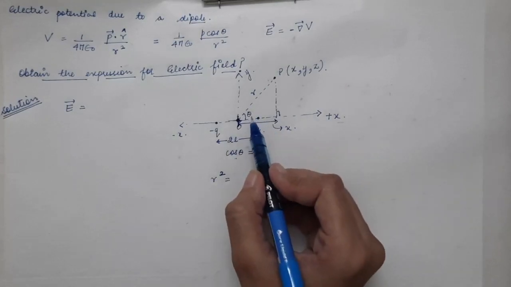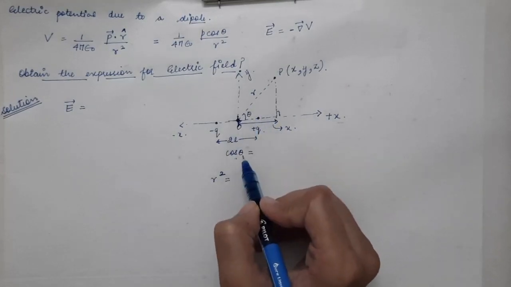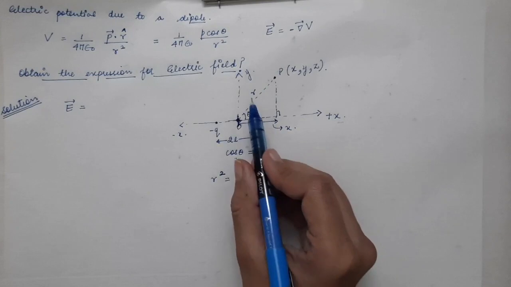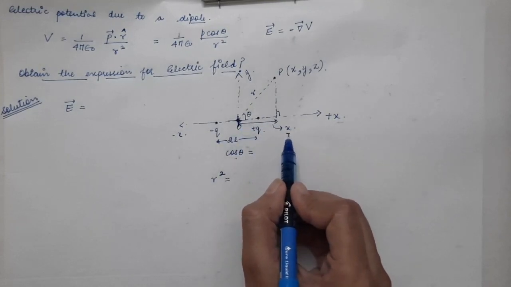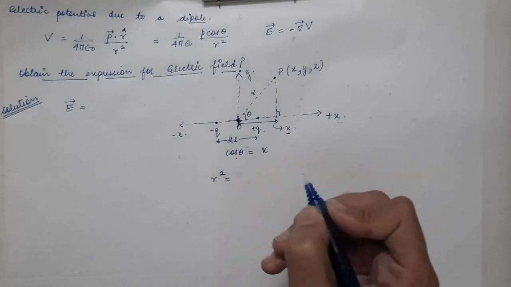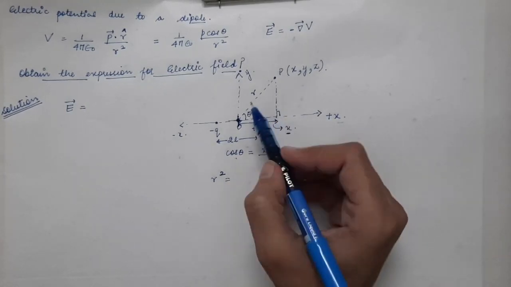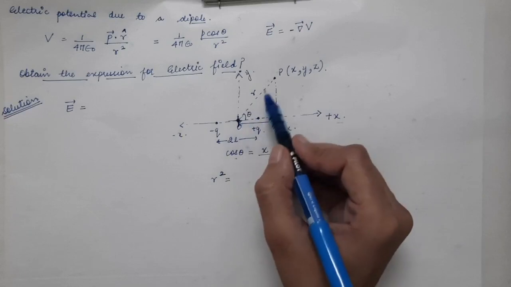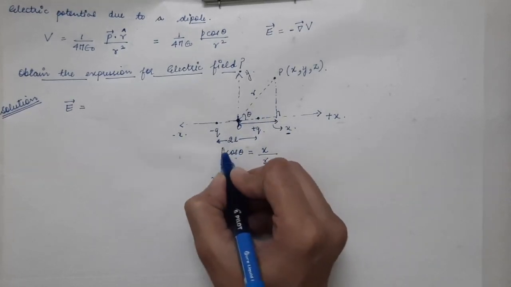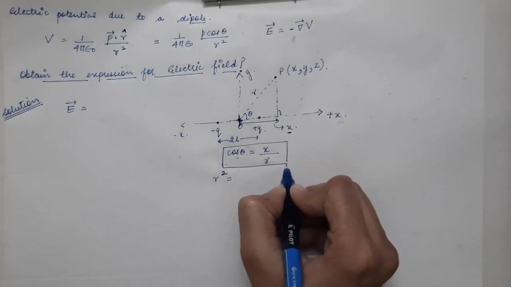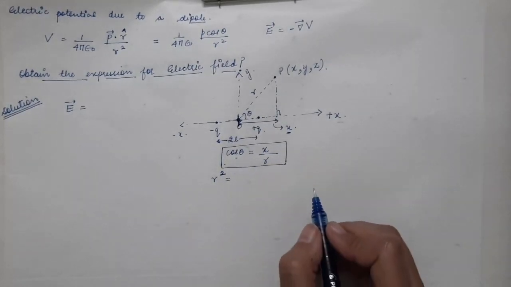So what will be cos theta in this triangle? Now cos of any angle is equal to base upon hypotenuse. So what is base? Base is equal to this length, which is nothing but equal to x. So this is equal to x, base divided by hypotenuse. So what is hypotenuse? It is equal to OP length, and that is equal to r. So this is the expression that we will use for cos of theta.